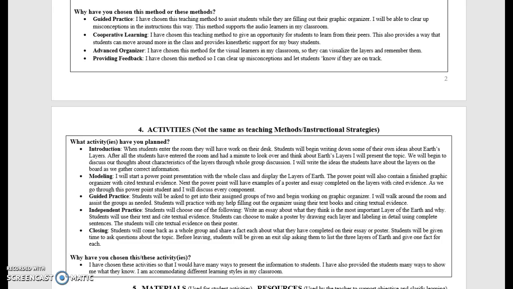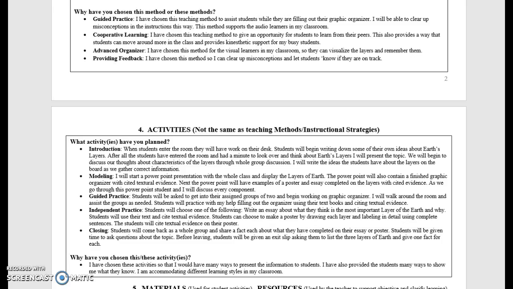Independent practice. Students will choose one of the following: write an essay about what they think is the most important layer of the earth and why. Students will use their text and cite textual evidence. Students can choose to make a poster by drawing each layer and labeling in detail using complete sentences. The students will cite textual evidence on their poster.